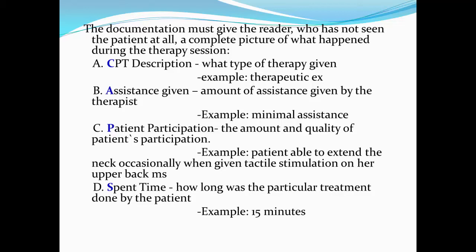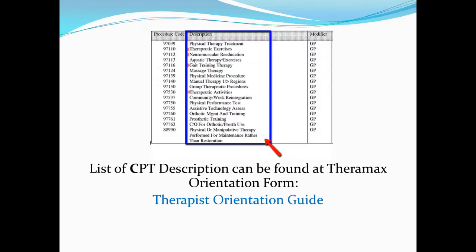A. CPT description. What type of therapy was given? Example, therapeutic exercises. B. Assistance given. Amount of assistance given by the therapist. Example, minimal assistance. C. Patient participation. The amount and quality of the patient's participation. Example, patient able to extend the neck occasionally when given tactile stimulation on her upper back, MS. D. Spent time. How long was the particular treatment done by the patient? Example, 15 minutes. The list of CPT descriptions can be found at the Theramax Orientation Form, Therapist Orientation Guide.